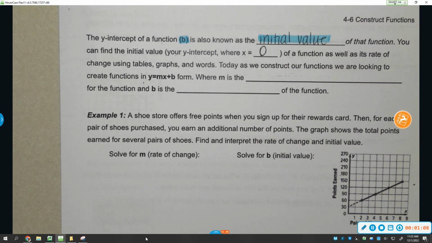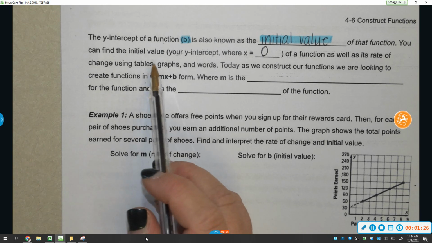So yesterday on a few of our graphs, we had graphs that told us where x equaled 0, and then we could find our y-intercepts really easily. Today, none of our graphs do that. So today we have to solve for b every single time.